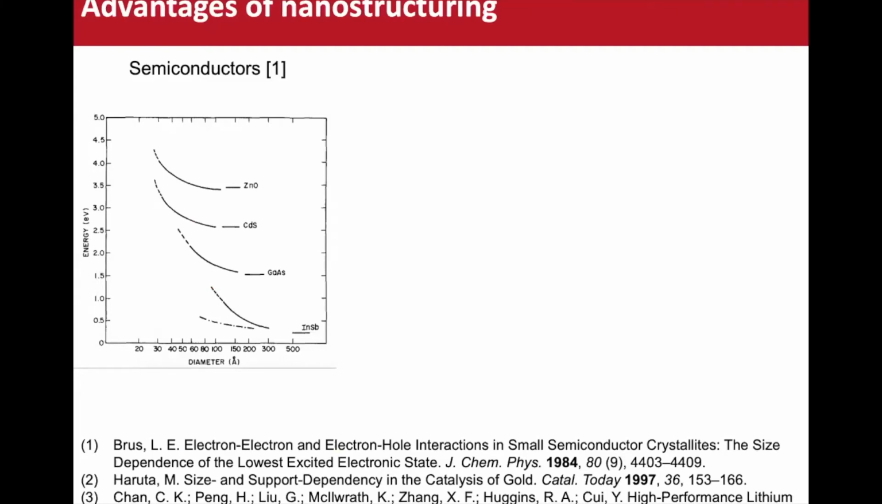But why would we want to go small? Why do we want to do this? Well, there's been a lot of work done so far in nanostructured materials. You can see here the band gap of a variety of materials: zinc oxide, cadmium sulfide, gallium arsenide, indium antimonide. These are the bulk values for the energy band gap. And as you reduce the diameter of the material, you can see that there is a dependence of the energy as a function of size.